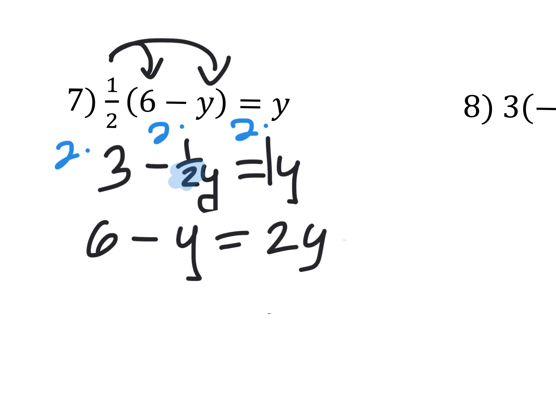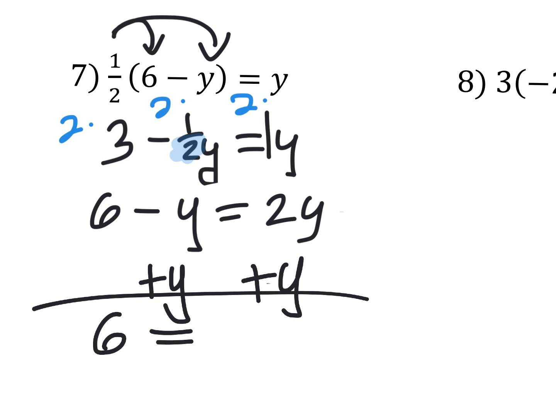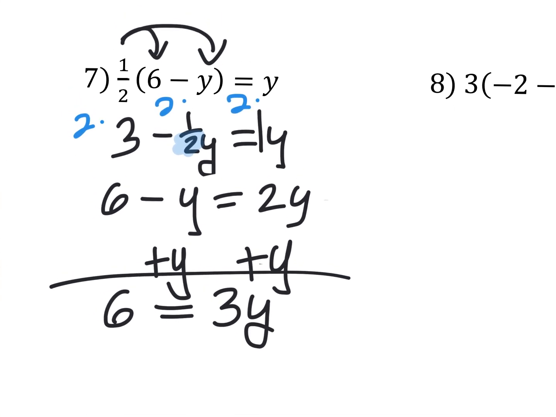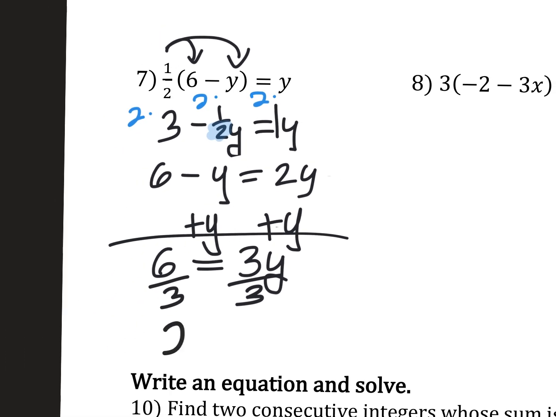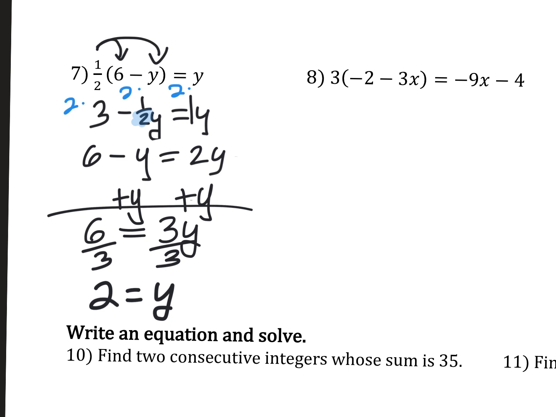So now you've got a variable on both sides. One of them needs to go. Personally, I would get rid of the minus y. How do you get rid of the minus y? With a plus y. So 6 is equal to 3y. And isolate the variable all the way. Divide both sides by 3. 2 is equal to y. Okay. Any questions about number 7?